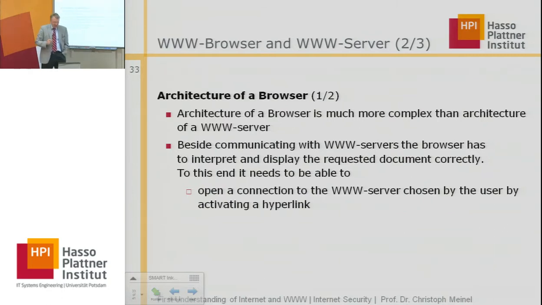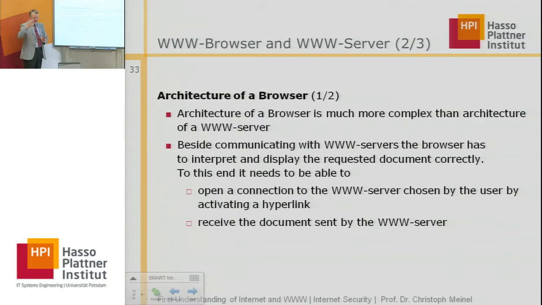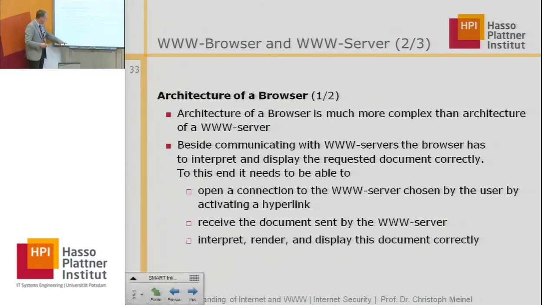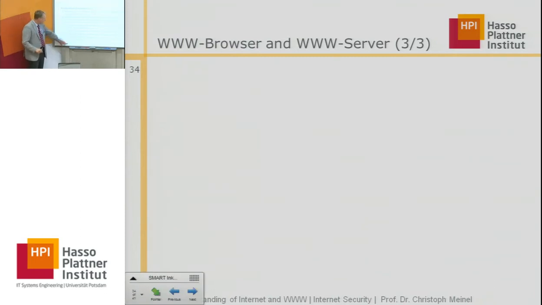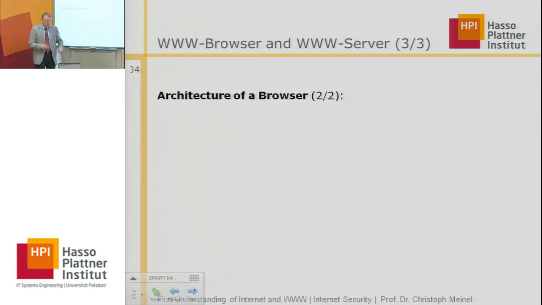The way the browser works is that if the user requests a document by a mouse click, then the browser opens a connection to the specified web server, which is characterized by the click the user has done. Then the document is requested, the document is received from the server, and then the document needs to be interpreted, rendered, and displayed on the interface. And in addition, the browser needs to be able to react to actions of the user, for example, other mouse clicks, for example, in an image map, and other things. All this, the browser has to understand and has to react in the right way.